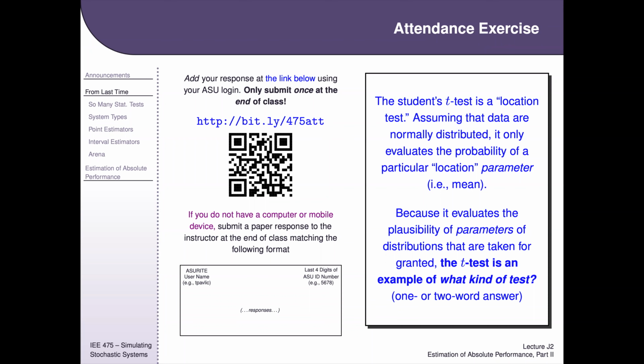Because it evaluates the plausibility of parameters of a distribution that are taken for granted otherwise, the t-test is an example of what kind of test? I'm looking for a 1 or 2 word answer. What is the type of test that a t-test fits into? It is a location test, that's one thing, but that's not what I'm looking for. The type of statistical test that takes a distribution for granted so that its inference is only on a parameter is called what type of test?